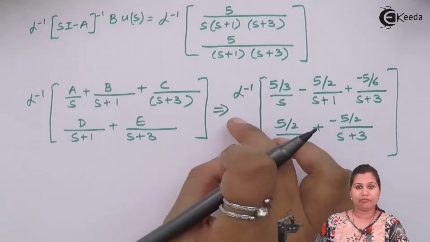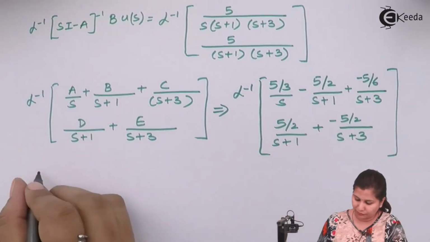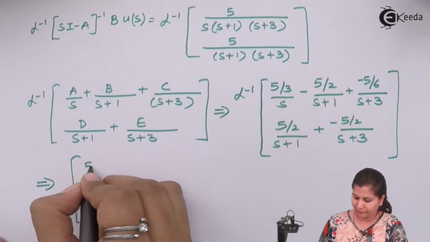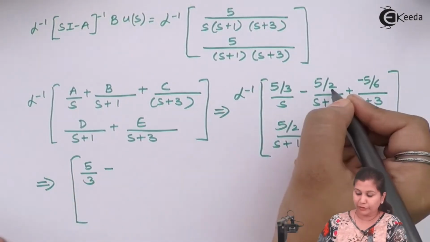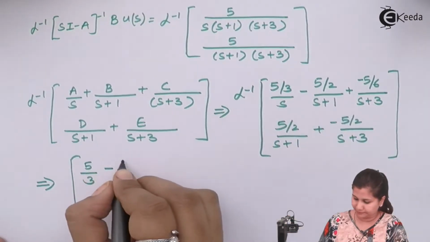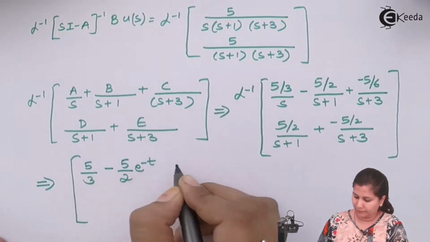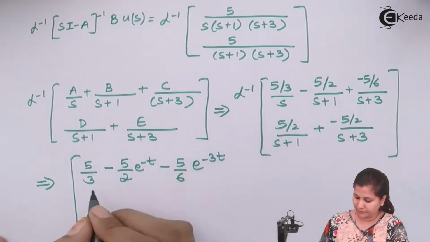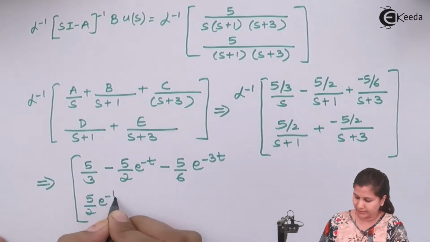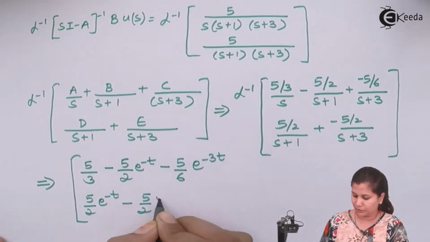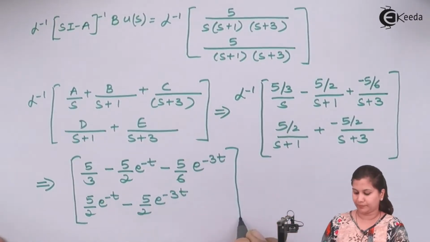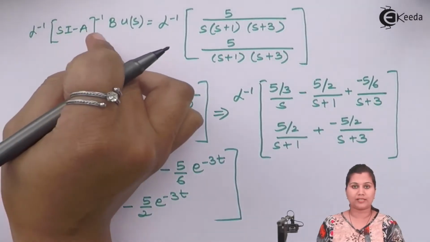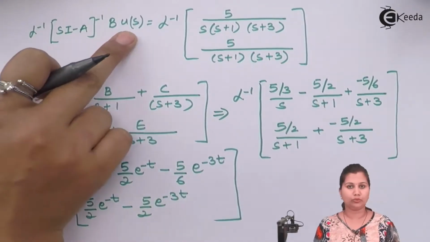Now we can apply the inverse Laplace transform expressions here. So we will get 5 by 3 minus 5 by 2 e raised to the power minus t minus 5 by 6 e raised to the power minus 3t. It will be 5 by 2 e raised to the power minus t minus 5 by 2 e raised to the power minus 3t. So this is the value for this inverse Laplace transform of (sI minus A) inverse B U(s).